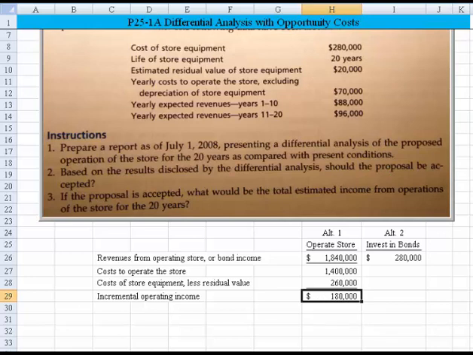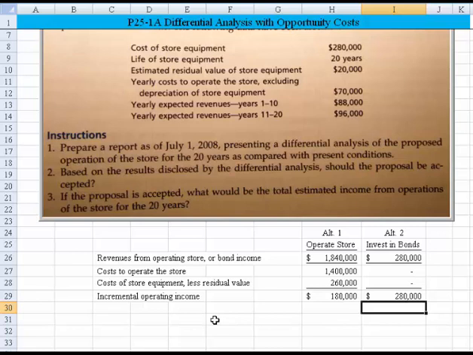But here we have 180,000 of incremental revenue. But if we did nothing and invested in bonds, just copy that on down, right? Because we have no costs here, right? So we have 280,000 of revenue. Okay, that's what we need to do to take a look at solving part 1.